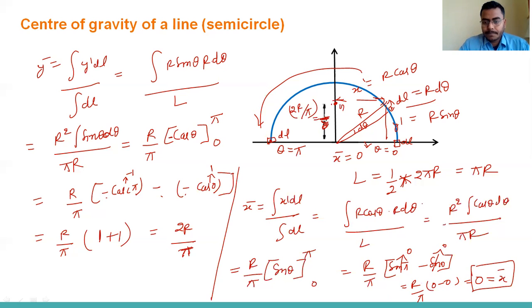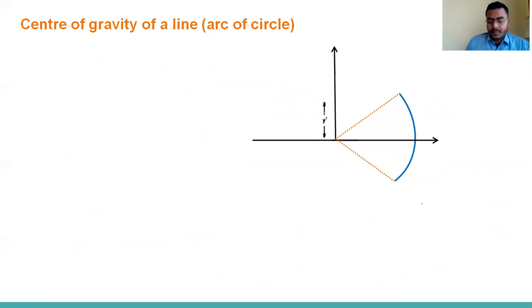Are you getting my point? Okay. Now, this is very important. By calculating this, you can calculate for any shape of arc of a circle, right? So this is the arc of a circle which makes an angle.